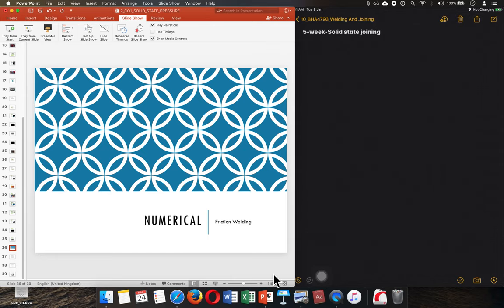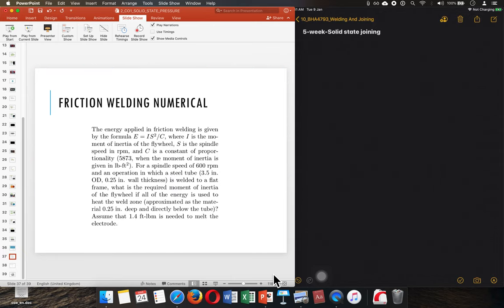Numerical on friction welding. So the energy applied in friction welding process is given by the formula E equals I S squared over C, where I is the moment of inertia, S is the spindle speed in RPM, and C is a constant of proportionality.